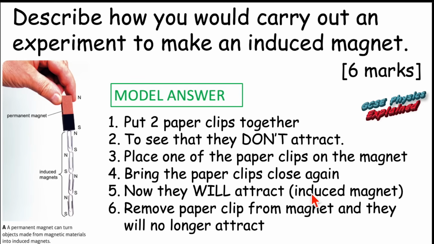Then, to test that it is induced and not permanent, remove the paper clip from the magnet and they will no longer attract. So if you take that magnet away, all these paper clips should just drop away from each other, meaning that the magnetism is no longer there.